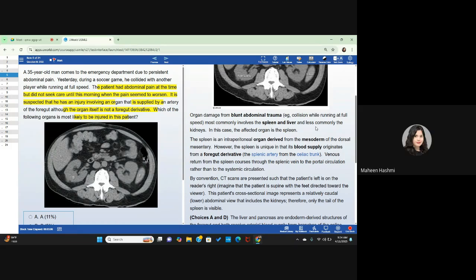What locations are those? For all the four locations: the right upper quadrant, left upper quadrant, the right iliac fossa area, left iliac fossa area, and the umbilical area. We do scan all these things, quadrants especially.